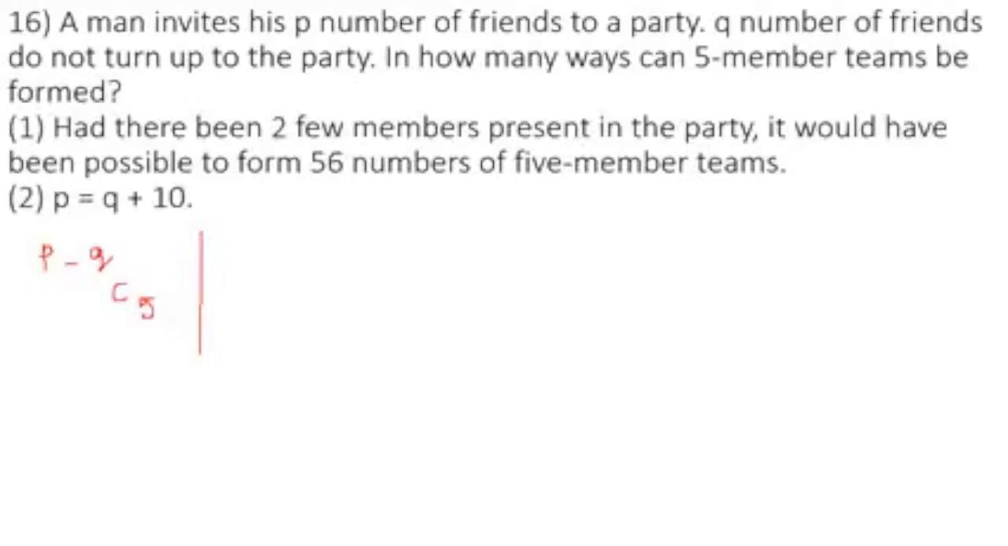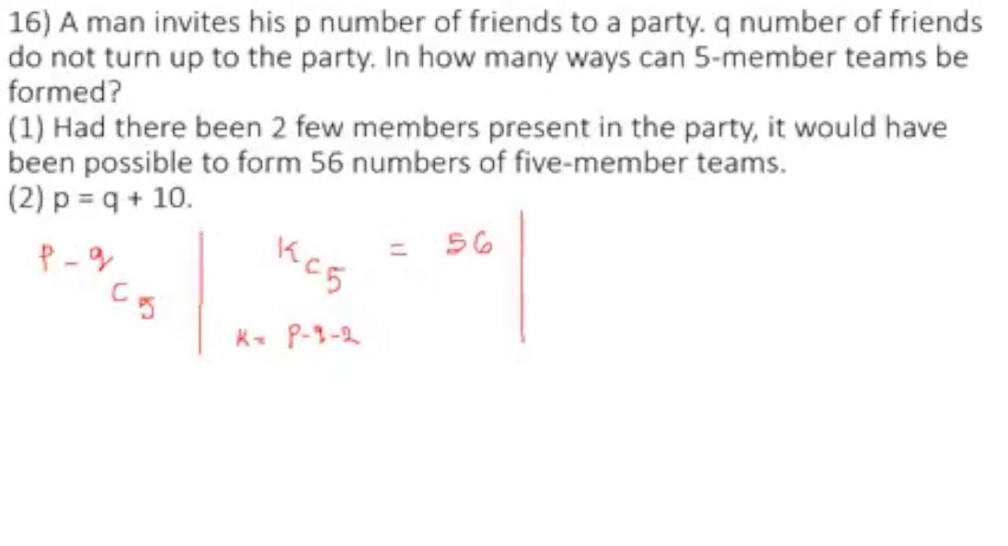How many teams are possible here? 56 five-member teams are possible here. So let us assume KC5 is the value, and here you mentioned this is nothing but 56. What is this K? This K is nothing but P minus Q minus 2. So KC5 possibilities, when will I get 56?